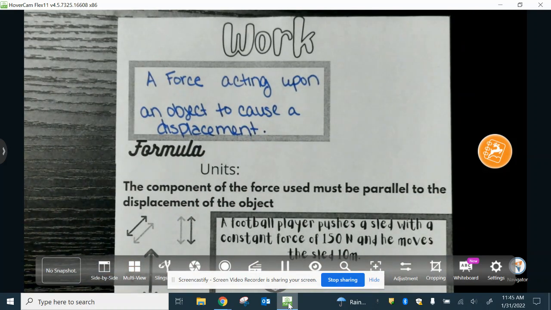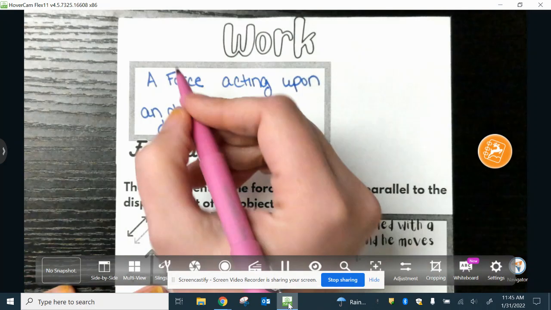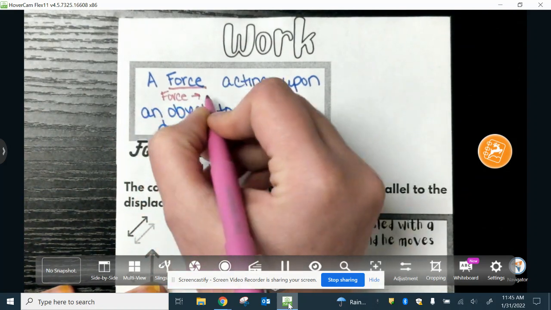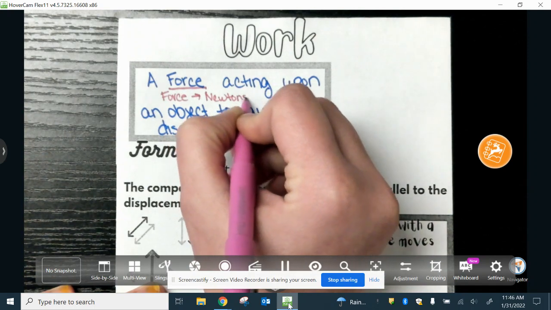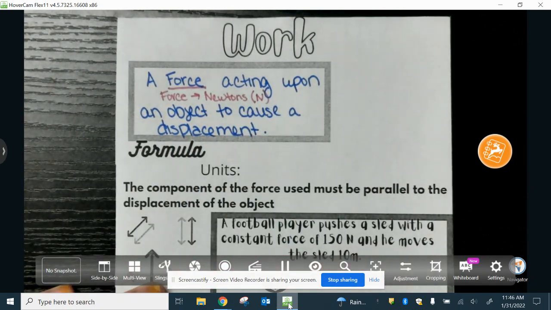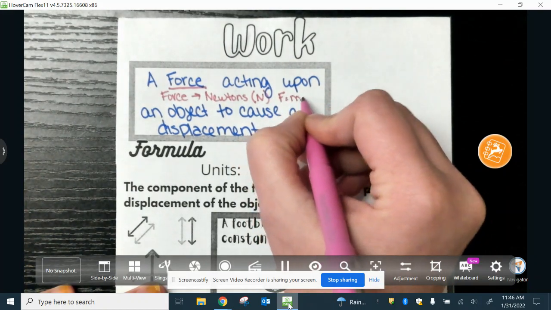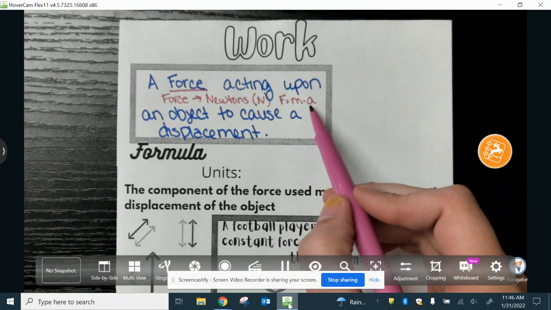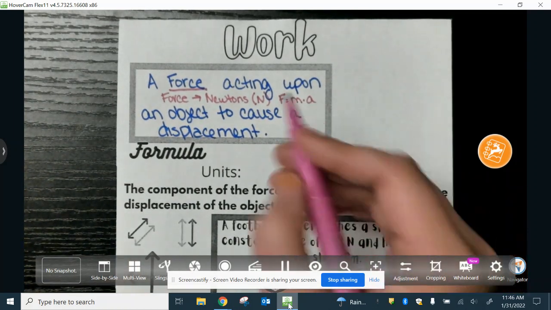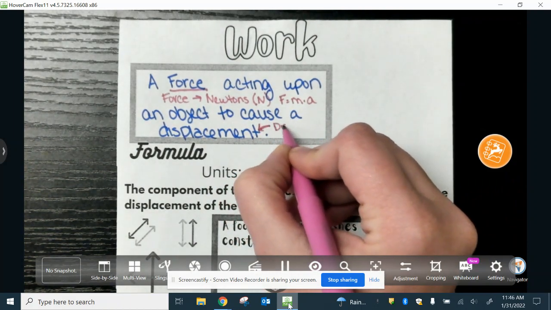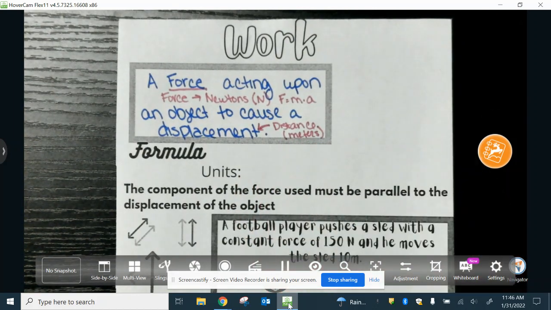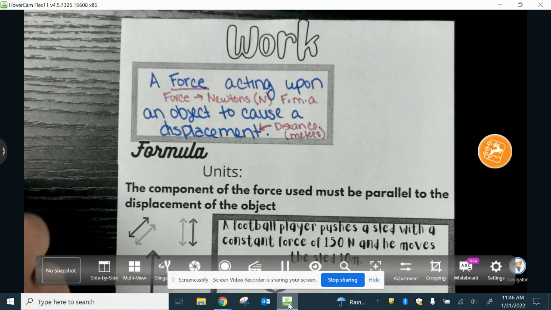Okay, quick reminders on what we do know. We know that force is measured in newtons, and we know the formula for force is F equals mass times acceleration. A lot of times force is that weight. If you're doing this and your force is your weight, your acceleration will be due to gravity. Displacement is a distance, so it's going to be measured in meters. That's what we know, 100%.